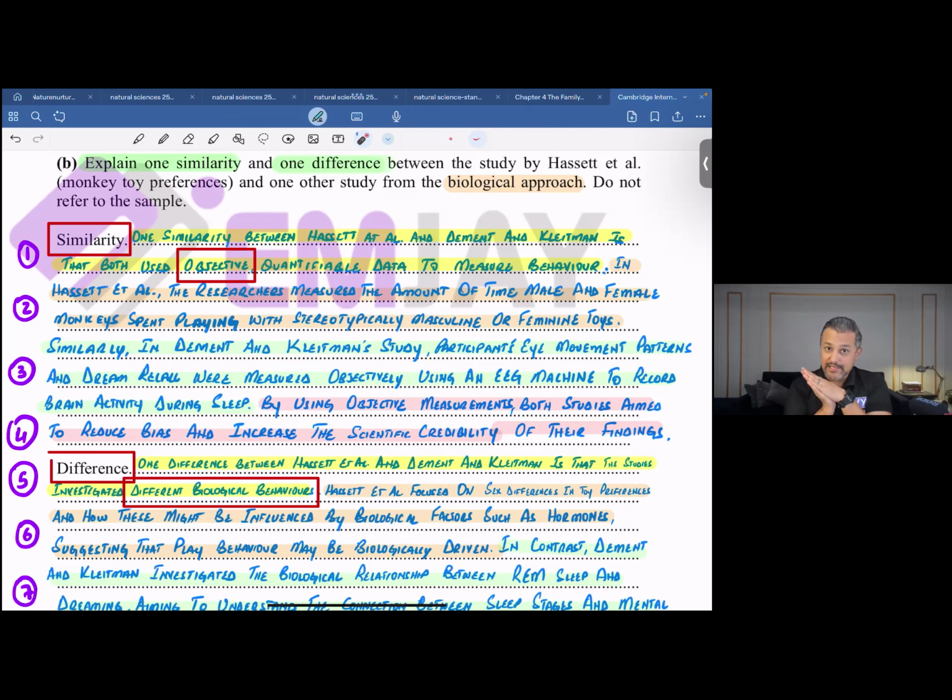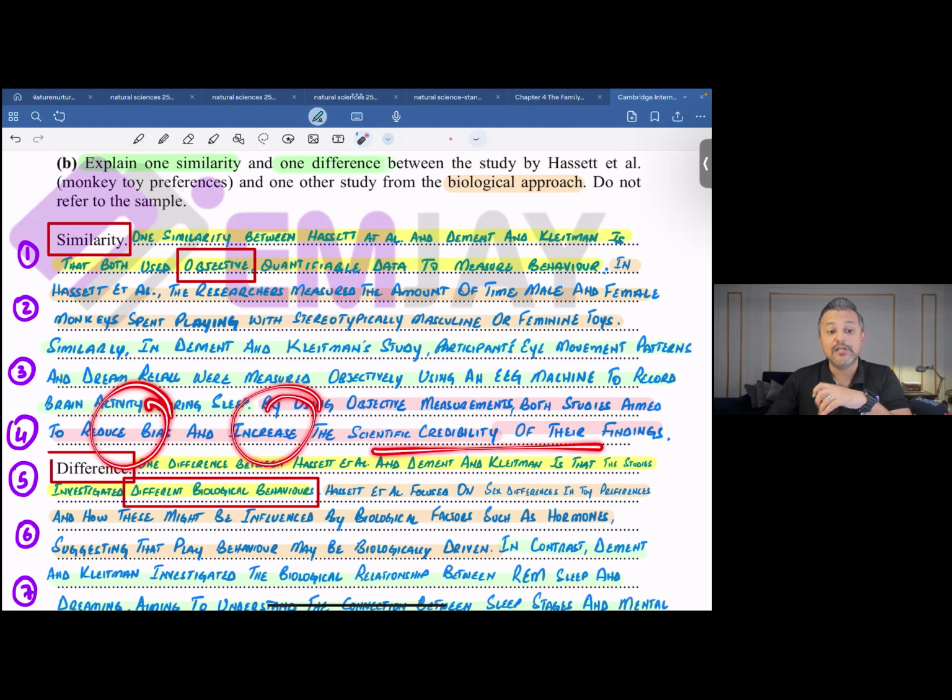I secured my second mark by writing down how Hassett et al. study was collecting objective, measurable data. I get my third mark by writing down how Dement and Fleetman used objective, quantifiable, measurable data. Now, the fourth mark: by using objective measurements, both studies aimed to reduce bias and increase the scientific credibility of the findings.